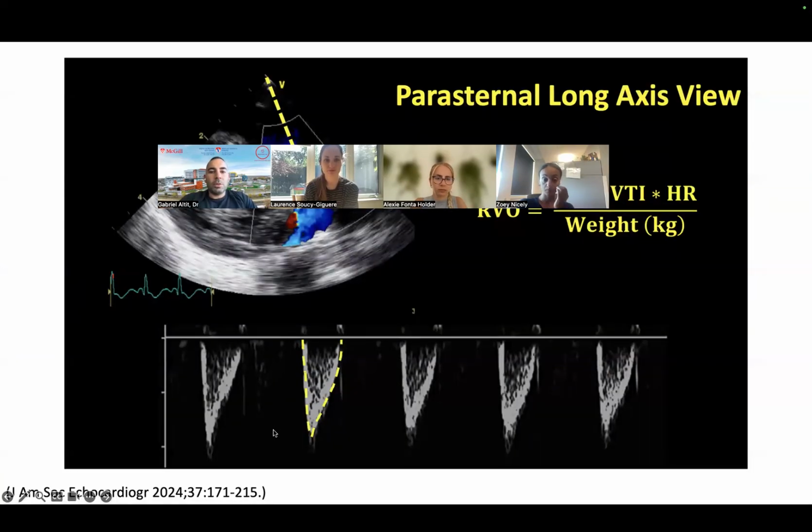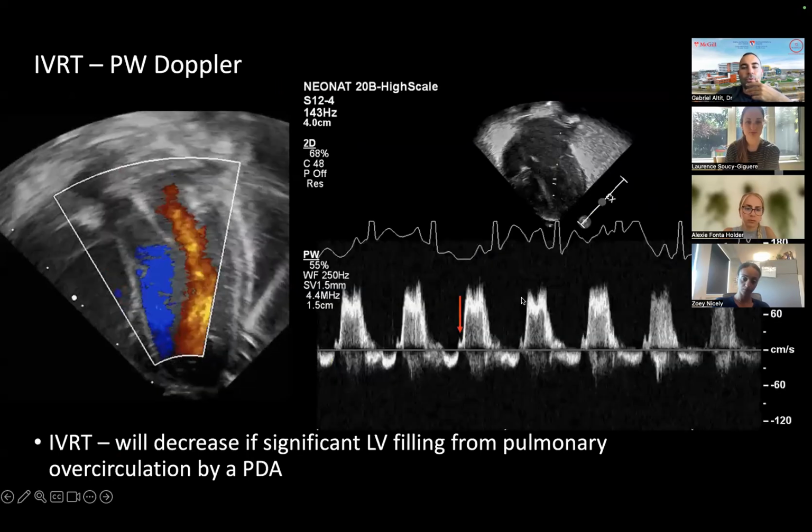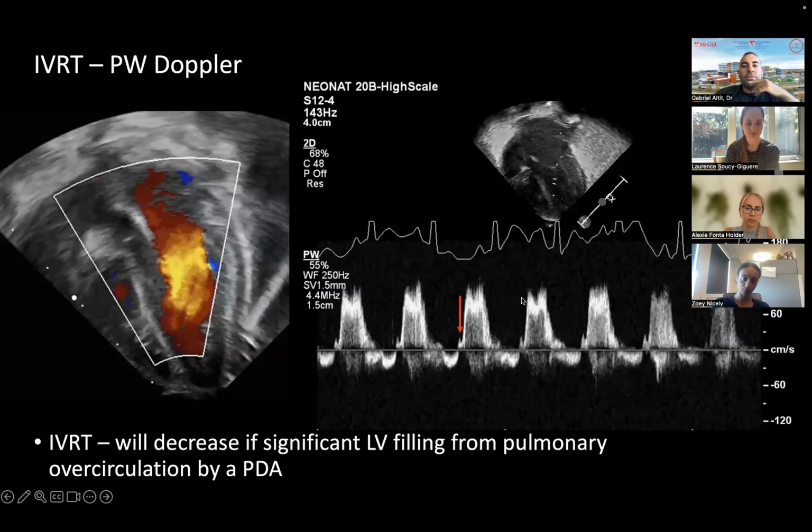Okay, going back to my pulse wave Doppler, this is an example again in parasternal long axis where they show where to put the pulse wave Doppler, how the RVOT looks, and the same calculation for this RVOT. We use a 5-chamber view.